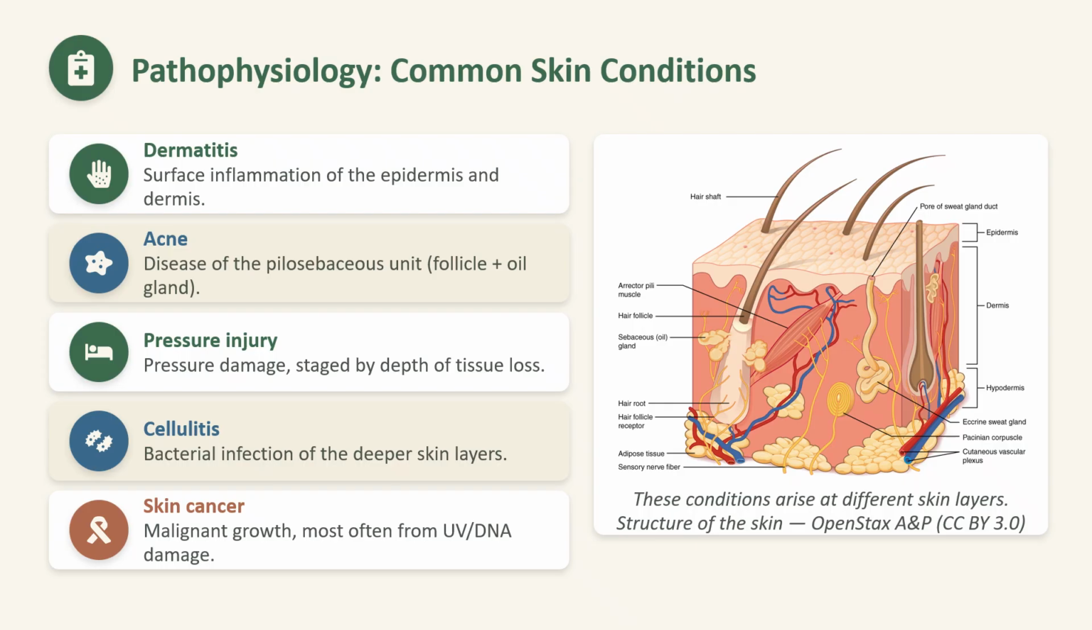So the anatomy from Lecture 1 isn't behind us. It's the map we use to locate and stage every one of these problems. Keep this cross-section in mind as we go. The layer a condition affects tells you a lot about how serious it is and how we treat it.